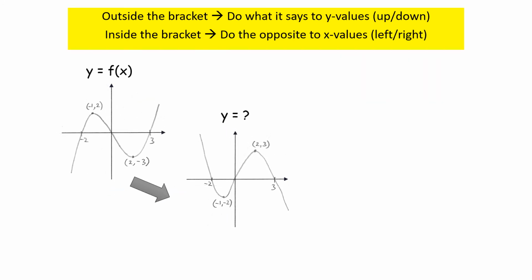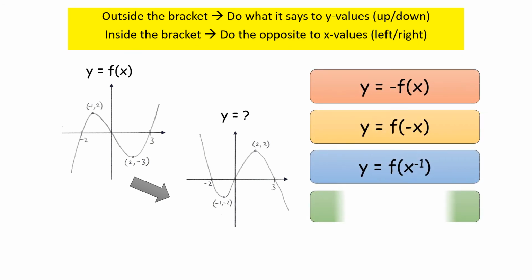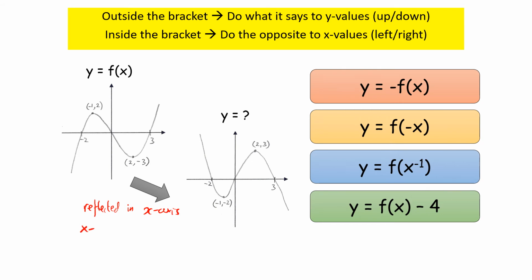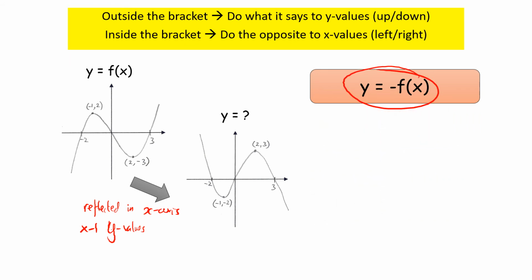I spoke too soon. One last question. So what's happened here? Here's your options. So in this one, our coordinate -1, 2 has gone to -1, -2, and our coordinate 2, -3 has gone to 2, 3. So we have reflected, obviously is one way we could say it, in the x-axis, or we can say we've times by -1 the y values. Now that would have to be outside the bracket, we'd need a minus to make that happen. So it should be our top option here.